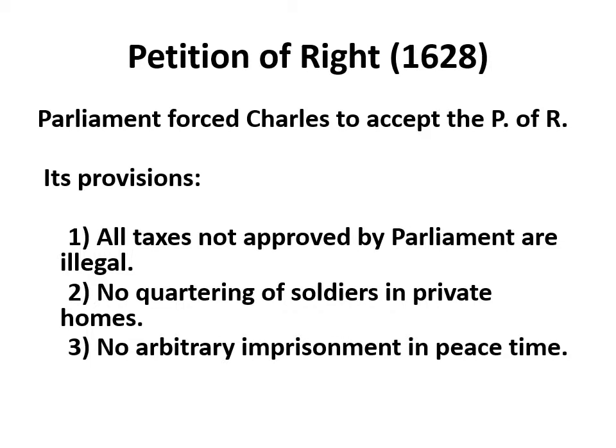No quartering of soldiers in private homes. As a cost-saving measure, the king had been forcing his subjects to house and feed soldiers. And no arbitrary imprisonment in peacetime. That means if the king wants someone to give him money and they say no, he can't throw them in prison without them being charged and sent to trial. The king was not happy with this, but he was forced to sign it.